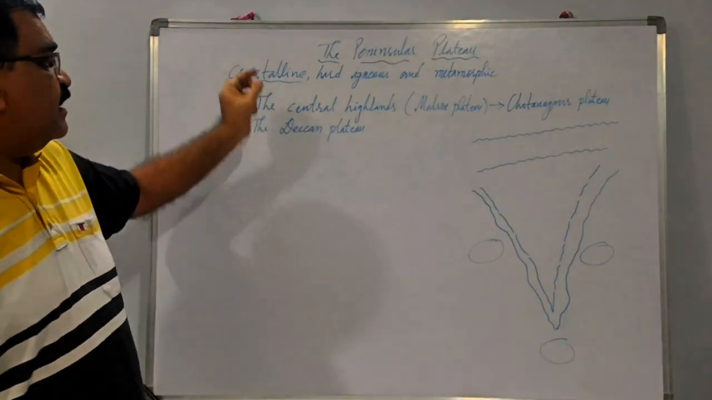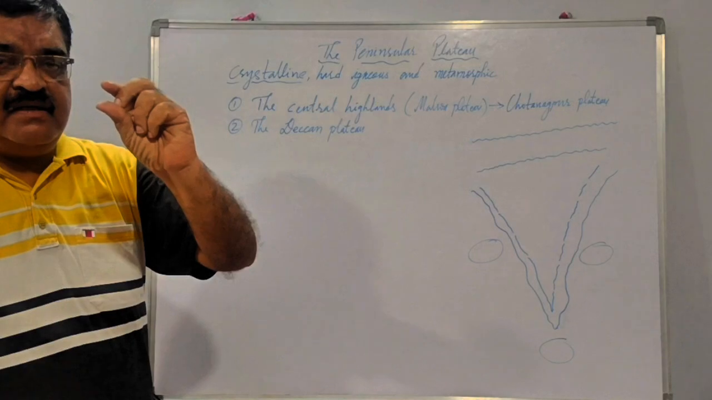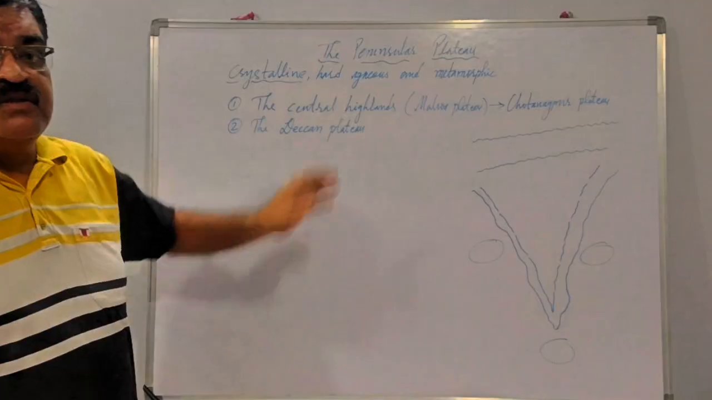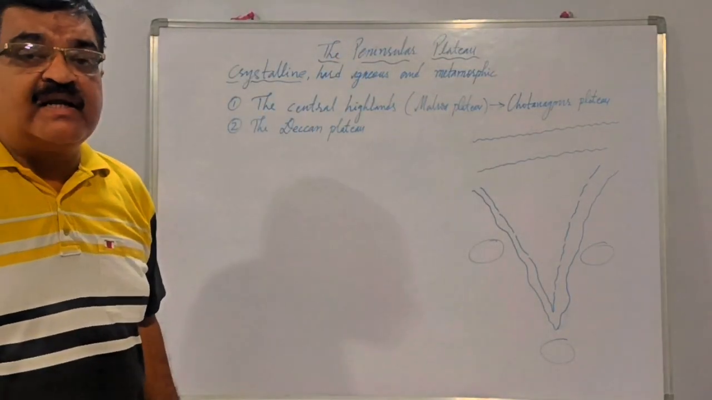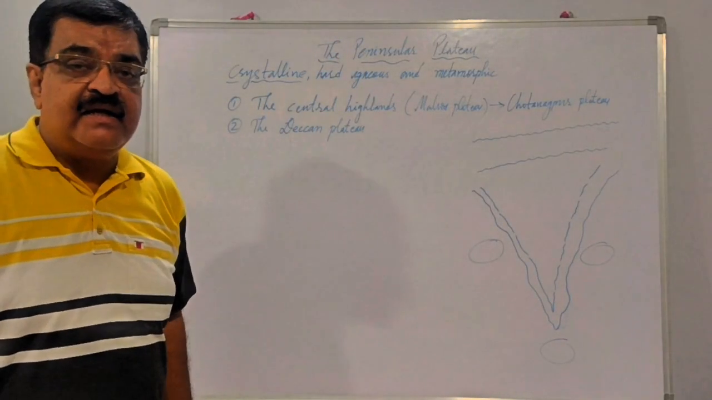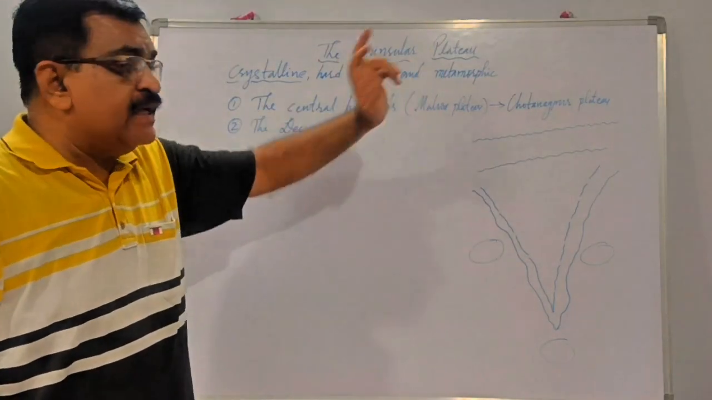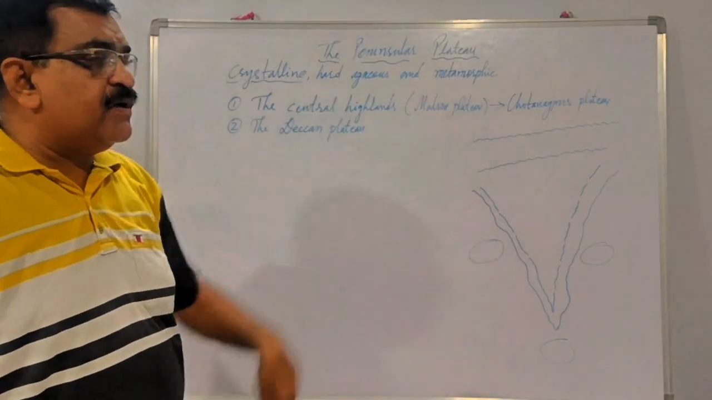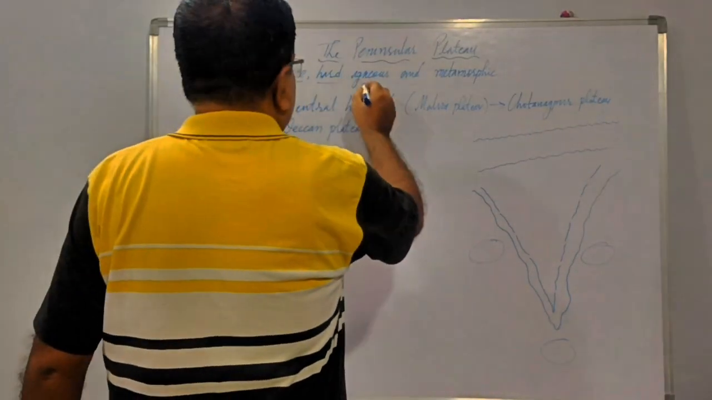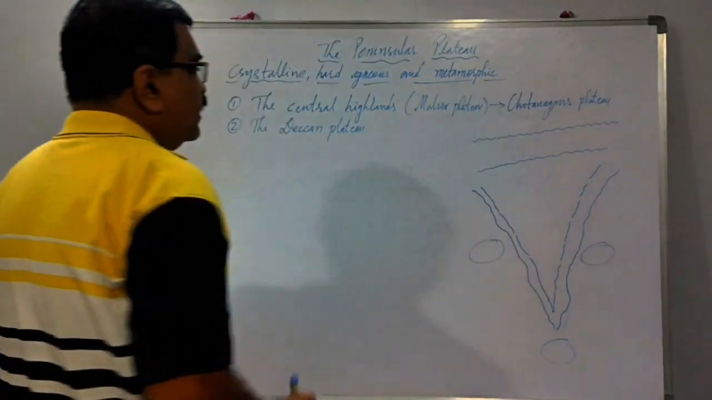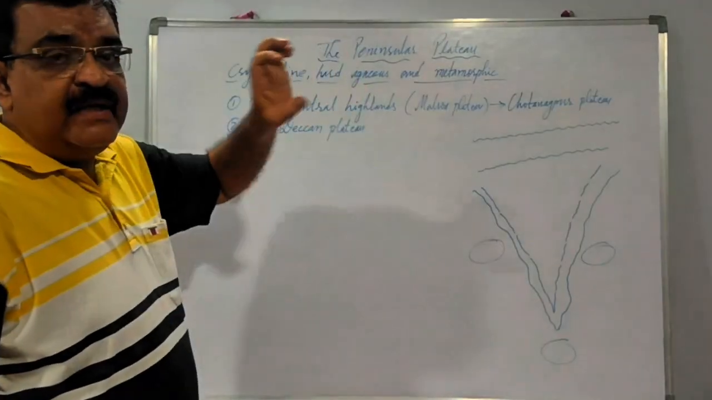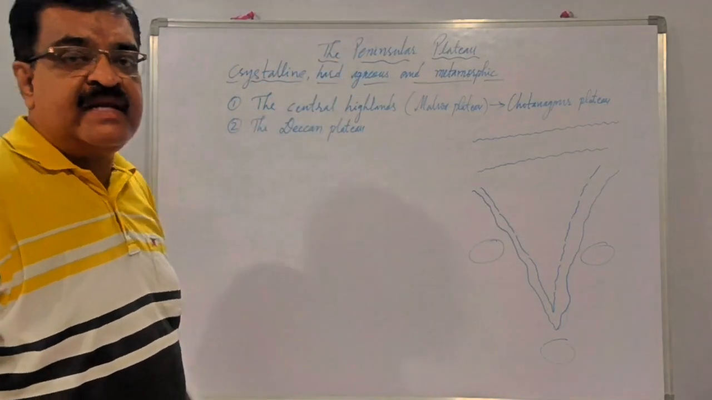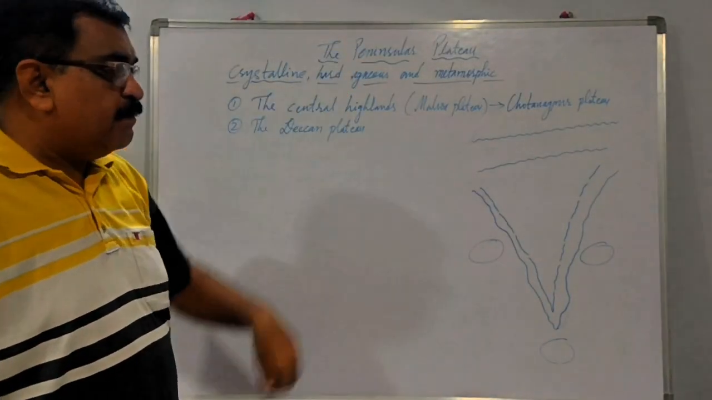What do you mean by crystalline? Crystalline means big size, this much size. Igneous and metamorphic rocks are the rocks which are formed by volcanic activity. Now, these hard igneous and metamorphic rocks are the main reason that the peninsular plateau is a house of many costly minerals. Many valuable minerals are found in the peninsular plateau.